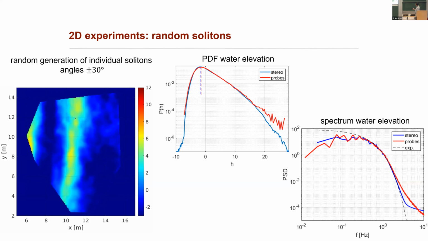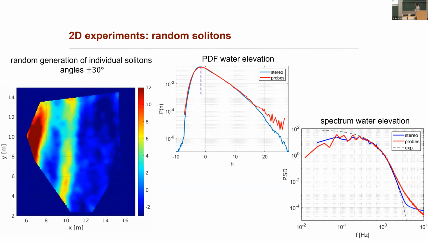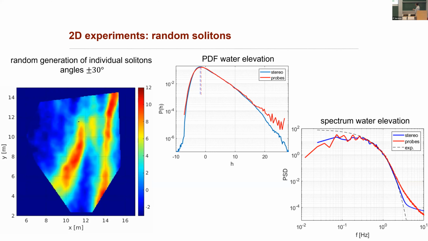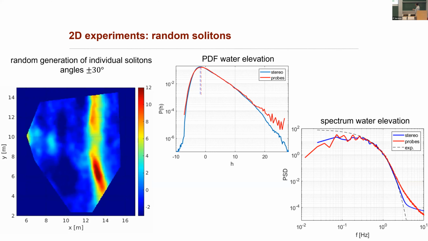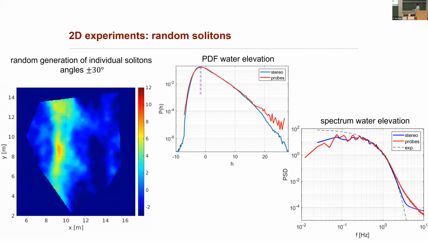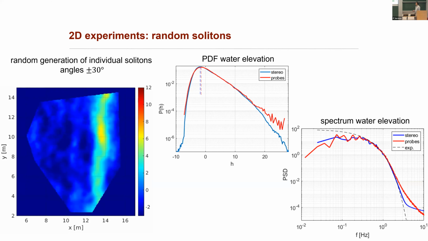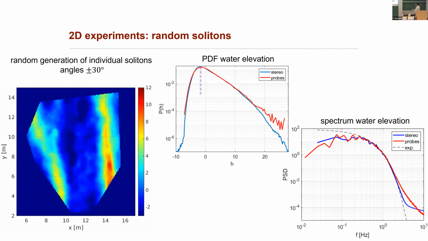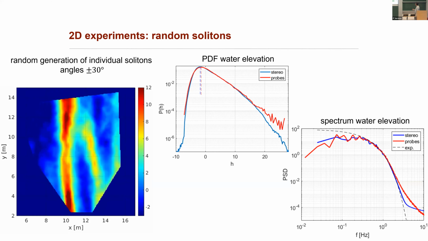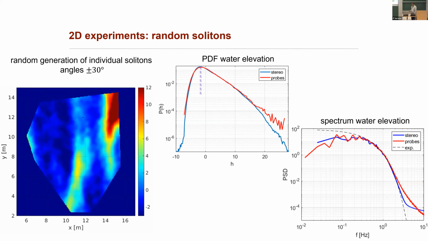Now we can also compute the frequency spectrum of the water elevation here. Again, the two curves correspond to the two measurements. And we see again this very nice exponentially decaying spectrum. It is also typical of at least the diluted soliton gas that we saw in 1D as well. So a flat region here followed by an exponential decay.